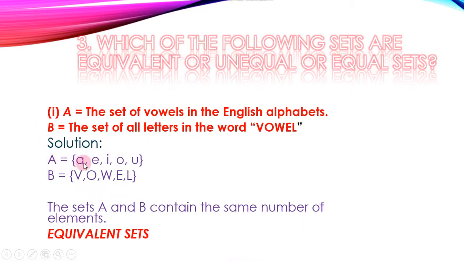So set A equal to A, E, I, O, U, the set of all vowels in English alphabets. And B equal to the set of all letters in the word VOWEL: V, O, W, E, L. The set A and the set B contain the same number of elements. Here 5 elements, here also 5 elements. So equivalent sets.